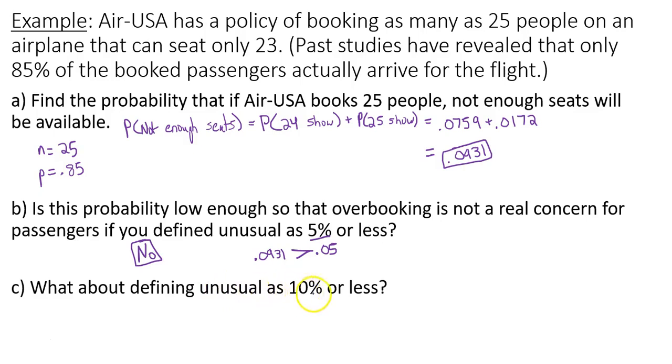All right, then in part C, 10% or less. So let's compare 0.0931 to 10%, or 0.1. It is less than 0.10. 0.0931 is less than 0.1. So in this case, yes, it is low enough to not be a concern.